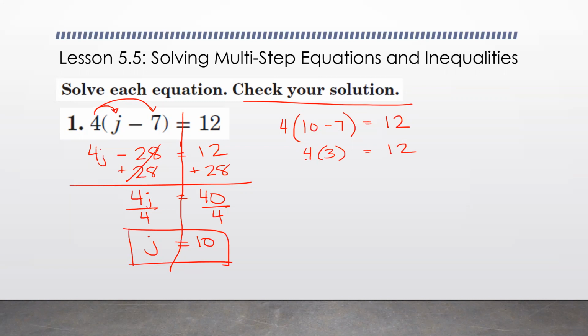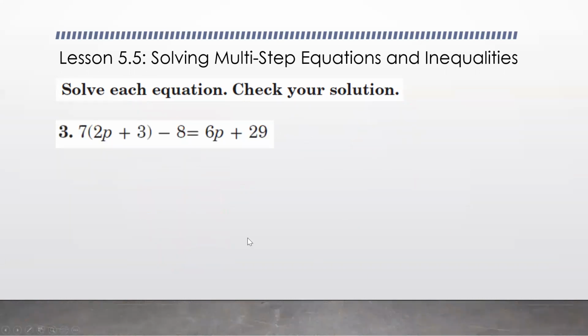I still have that 4 outside my parentheses, so I'm going to multiply. There's no operation symbol here. So this is 4 times 3 is 12, and 12 is equal to 12. So I know that I'm correct, okay? So let's look at another problem here. So very similar problem, it just has a few more steps, okay?